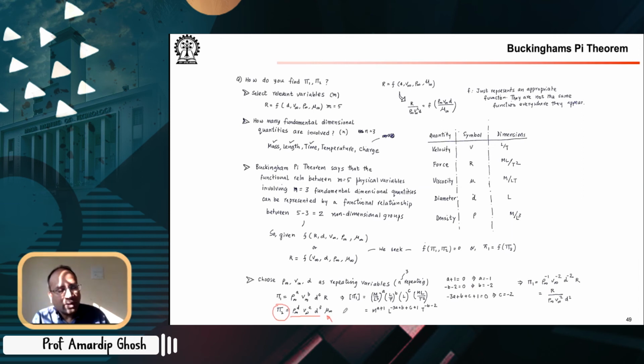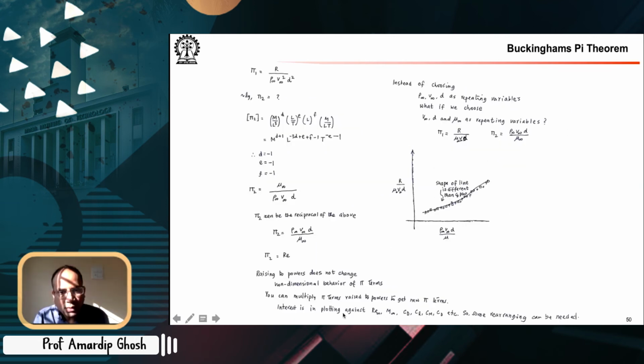So no flavor of mass or time or length stays in pi2, and the way to do it is to set the coefficients to 0. So similarly, this is what we have done here. How to find pi2? The dimension of pi2 has nothing to do with mass, length, or time, so these powers should become 0. And when we set them to 0, we get these values. So pi2 then becomes mu infinity divided by rho infinity, V infinity, and D.